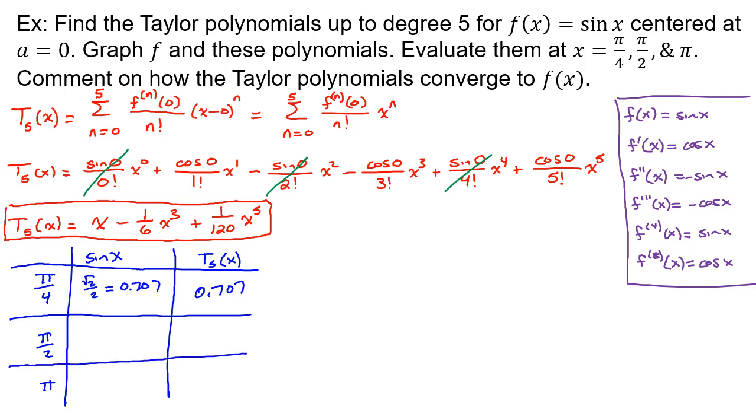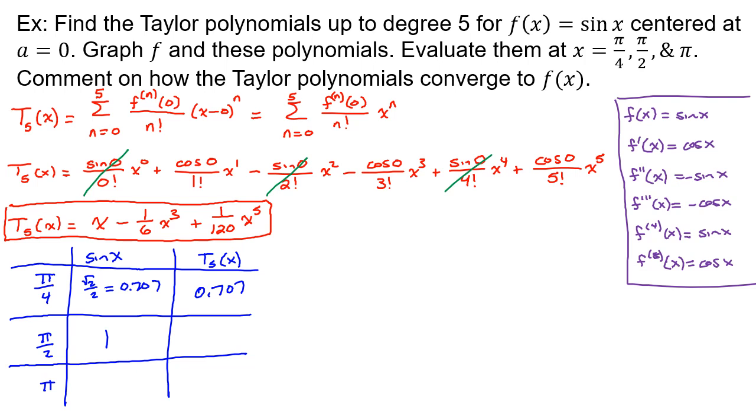If I plug in pi, sine of pi over 2 is just 1. That's just something off the unit circle, nothing really to worry about typing in. But then you have to go back to the calculator to type in the other part. And so my other part would be pi over 2.